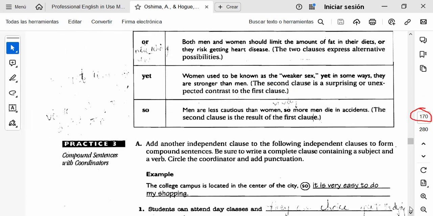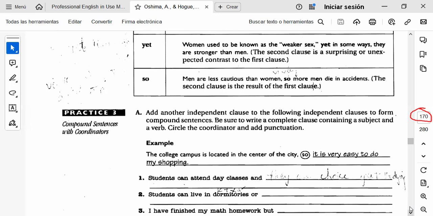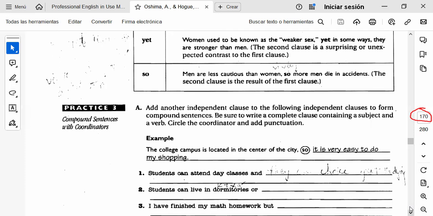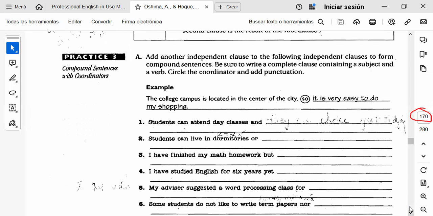Add another independent clause to the following independent clauses to form compound sentences. Be sure to write a complete clause containing a subject and verb. Circle the coordinator and add punctuation. Example: the college campus is located in the center of the city, so it's very easy to do shopping.